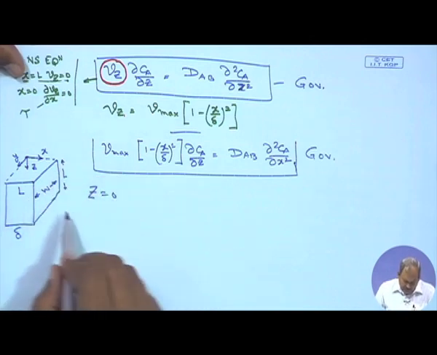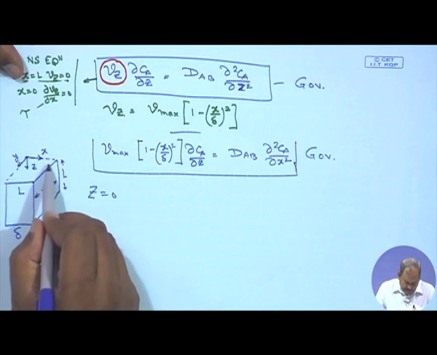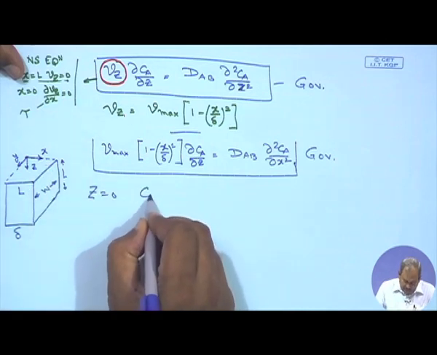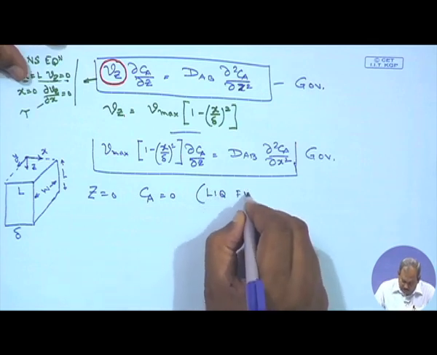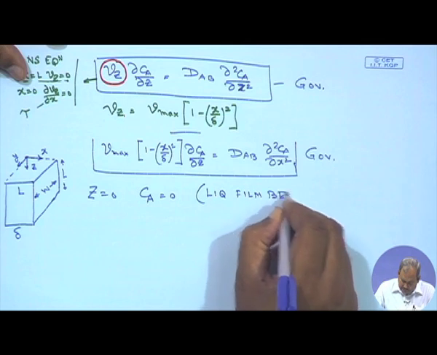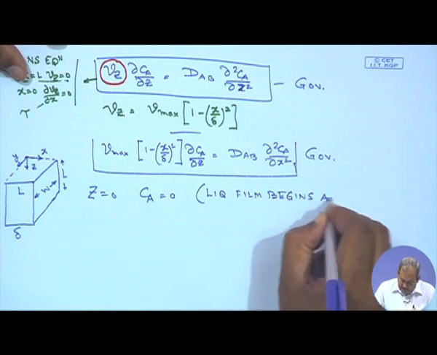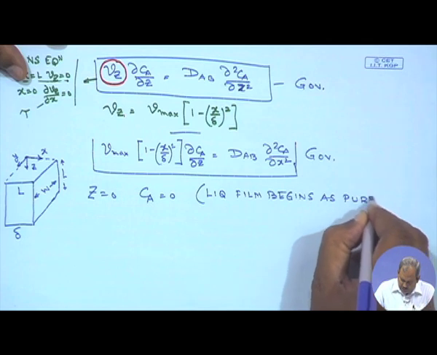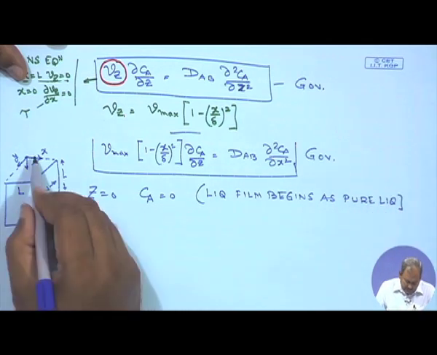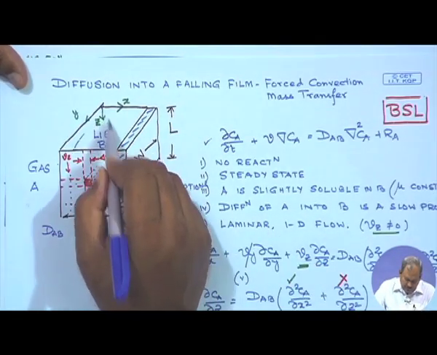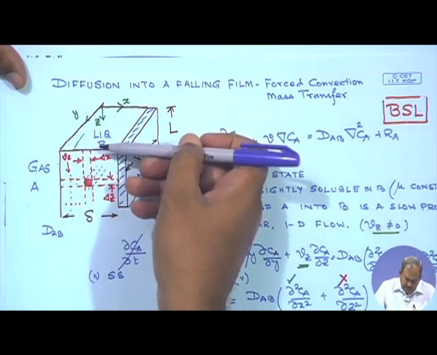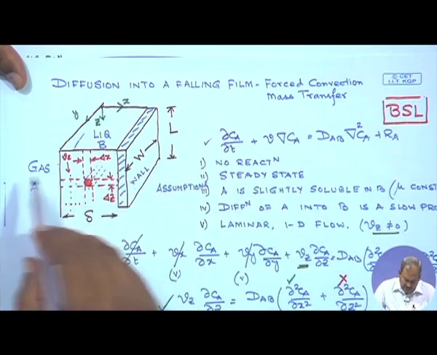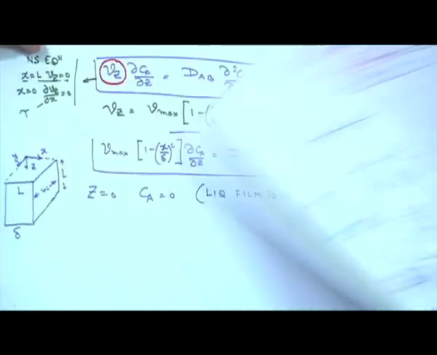At z equals 0, that means at the beginning, at the top, the liquid film begins as pure liquid. So no A is present in the liquid when it comes in contact with the wall. At z equals 0, that means in this plane, the liquid is pure liquid, and as it starts to travel downwards, it is going to absorb A and so on.